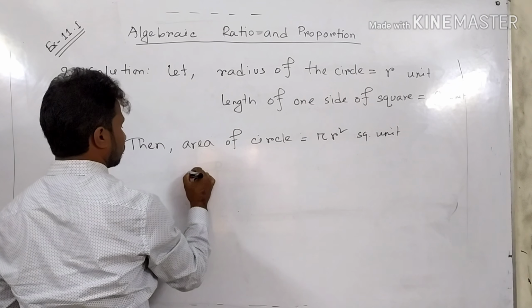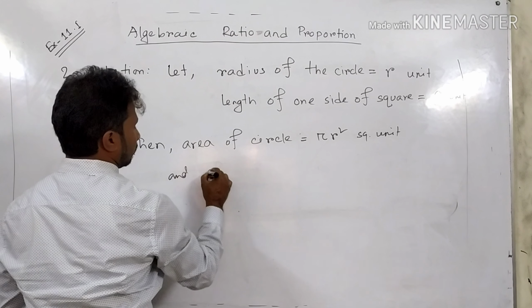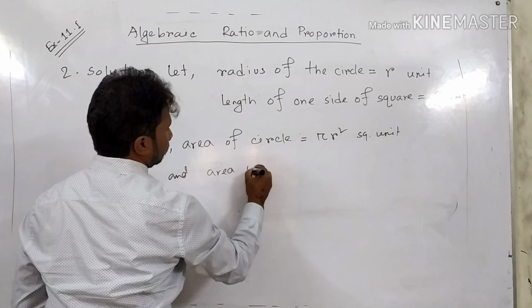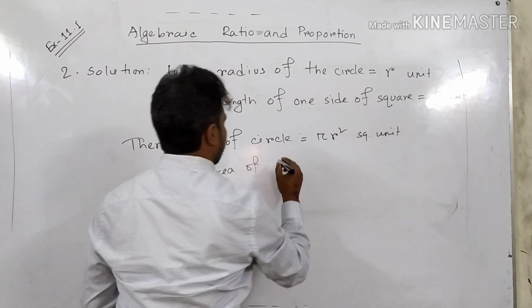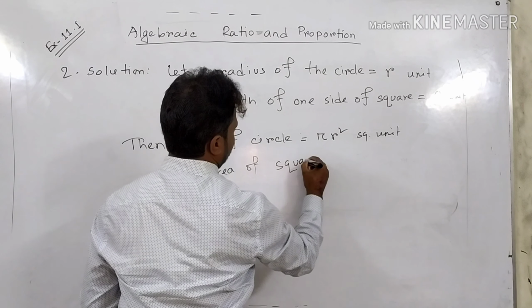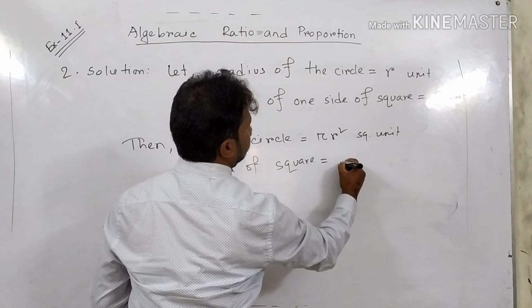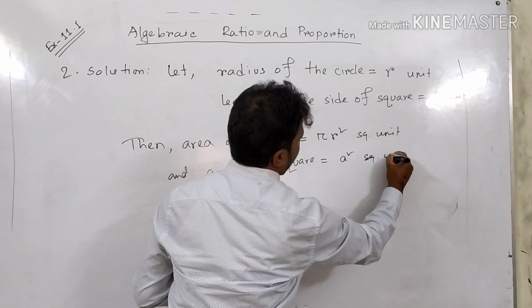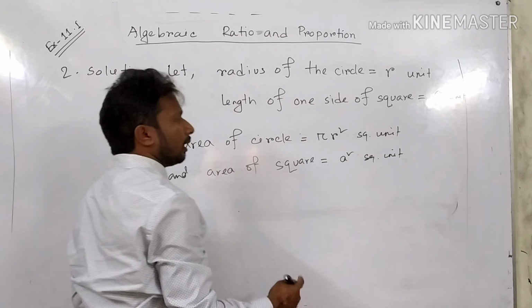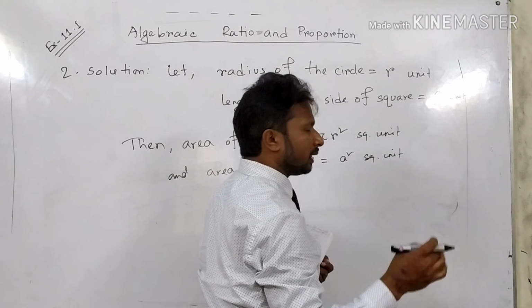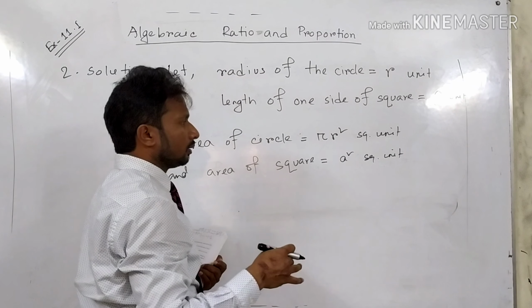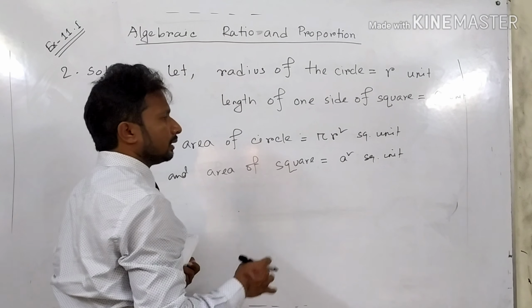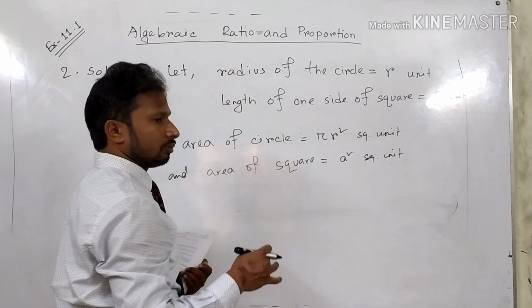and area of what? Area of a square equal to a square unit. Here we are writing unit since there is no meter or centimeter or any unit. That's why directly we have written here unit. According to the question, now we can write according to the question.